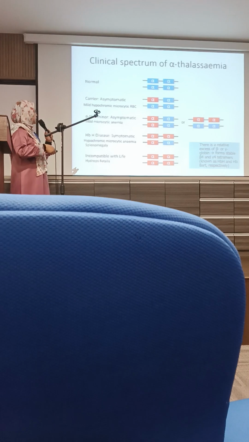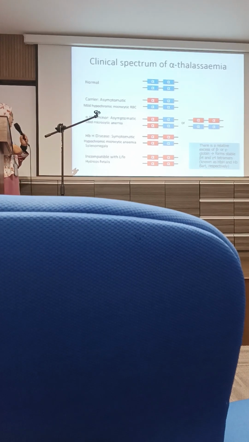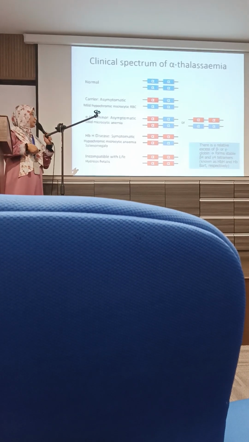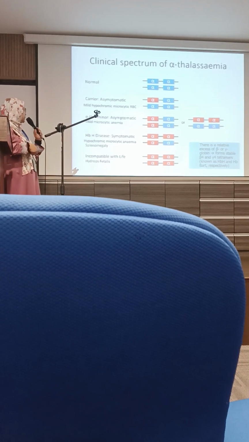If they have three gene deletion, it is hemoglobin H disease. They are symptomatic and they have hypochromic microcytic anemia and also splenomegaly. And if you lost all four, it is incompatible with life, in which you have hydrops fetalis.